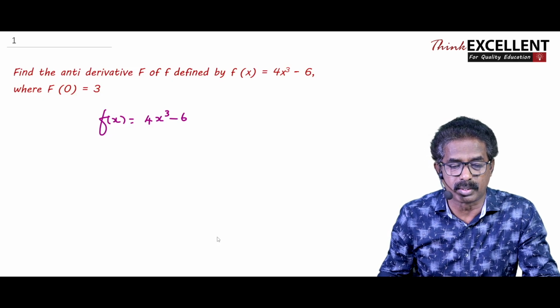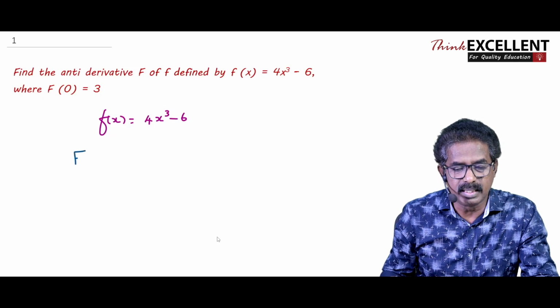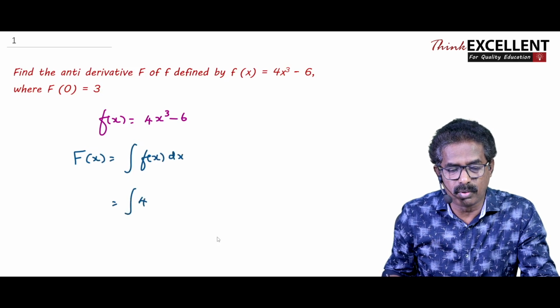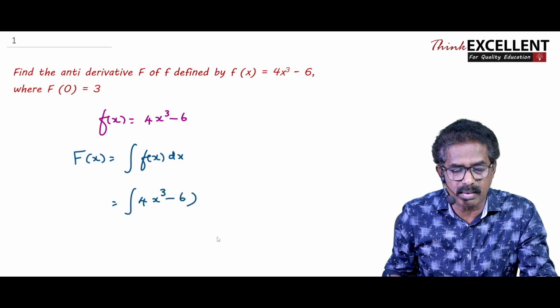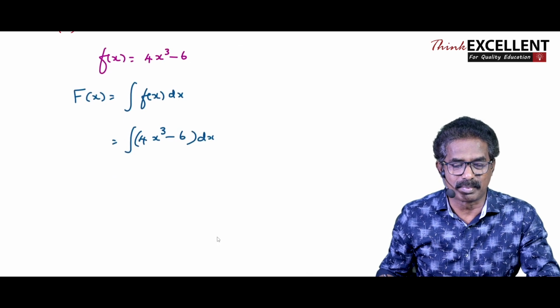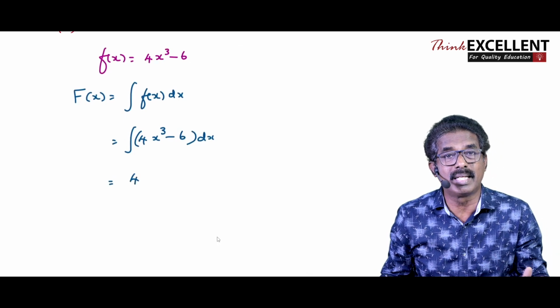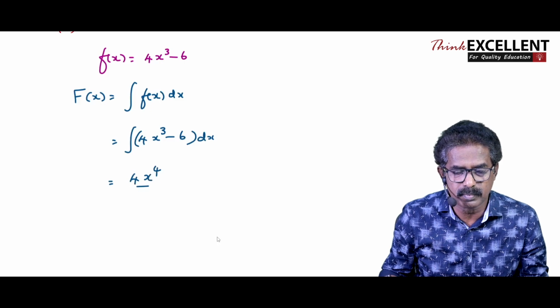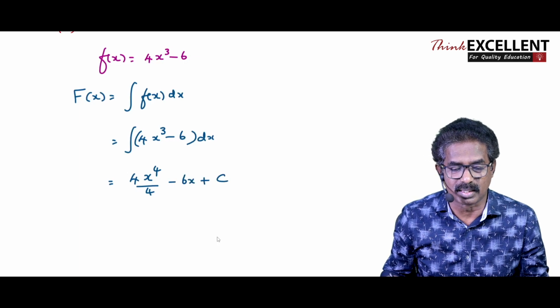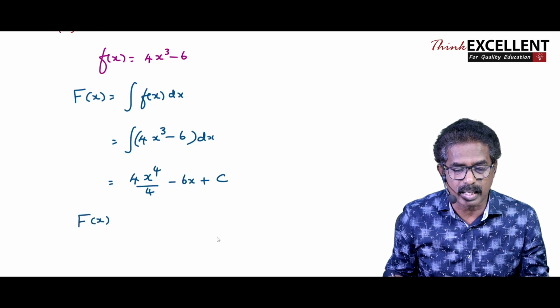the antiderivative capital F. So capital F of x is integration of small f of x dx. That is integral of 4x cube minus 6 dx. So hope you know all the formulas by this time, right? So 4 into x cube integration, x raised to 4 by 4, minus 6 integration, 6x, plus constant of integration, C, right? Always add it. So capital F of x is equal to 4 cancel, x raised to 4 minus 6x plus c.